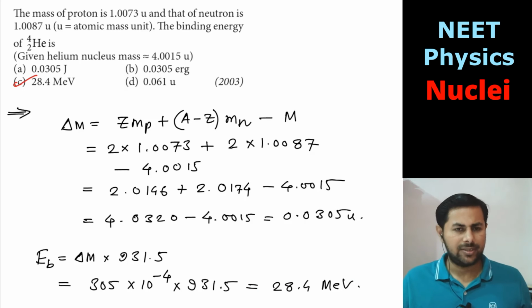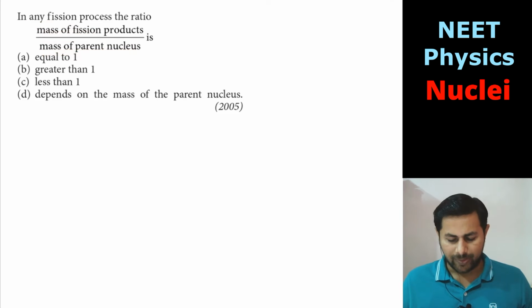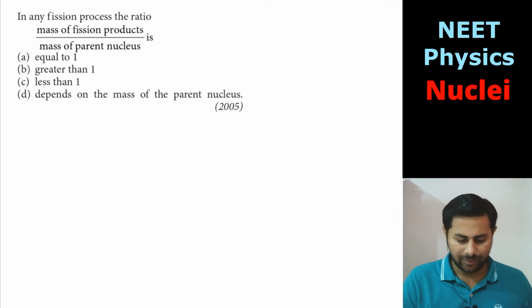Okay, tell me, is it correct? Yes, no? Okay, check the calculation. This was correct, right? Okay, good. Let's see the next one. In any fission process, the ratio of mass of fission products divided by mass of parent nucleus is, tell me.